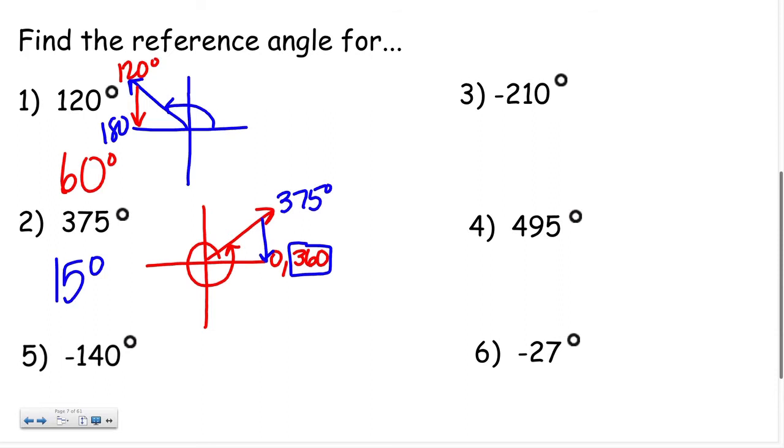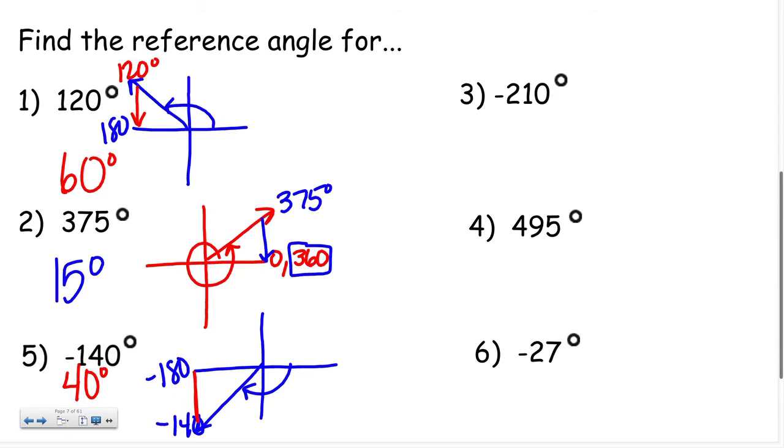Negative 140 degrees. So we know we've got negative 180 here. So this one's going to look there. Now, even though it's negative angles, our answer is still positive because we're talking about distance. So the closest x-axis is right here, so we're going to make our acute angle. 180 and 140 are 40 degrees away from each other. So our reference angle is 40.